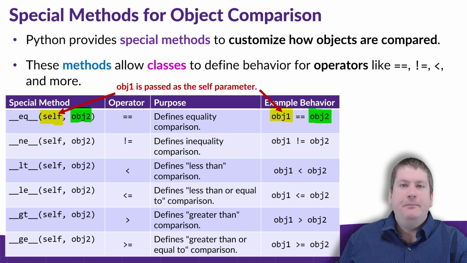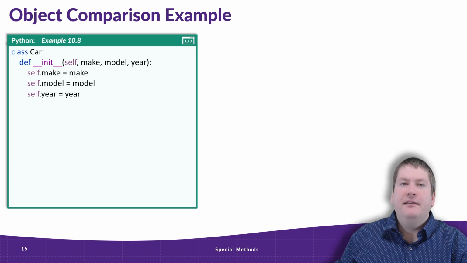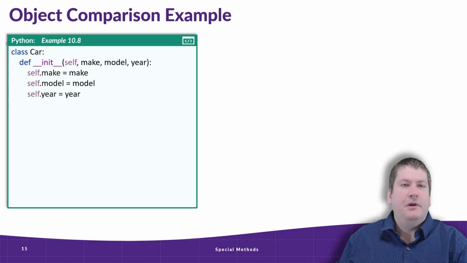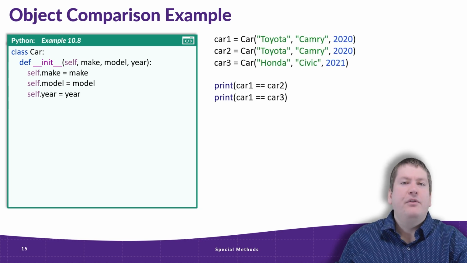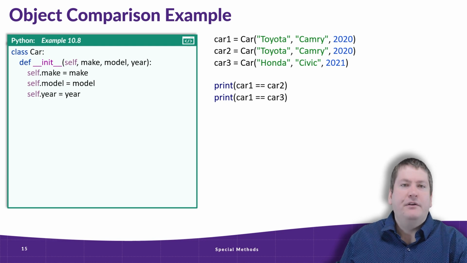So let's take a look at an example of how this works. Here we have a very simple class called car, and it simply takes in 3 arguments, make, model, and year, and stores them in its instance attributes. Now let's say we make 3 different instances of this car class. We have a Toyota from 2020, we have another Toyota with the same values, exactly same year, same model, same make, and then we have a third car with some different values. It's a Honda, it was made in 2021, and the model is Civic. So what happens if we try to compare these without defining any special methods?